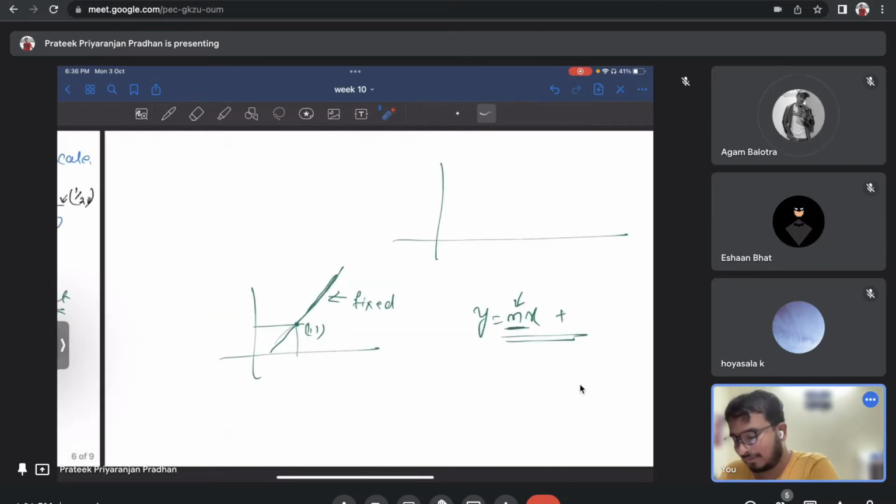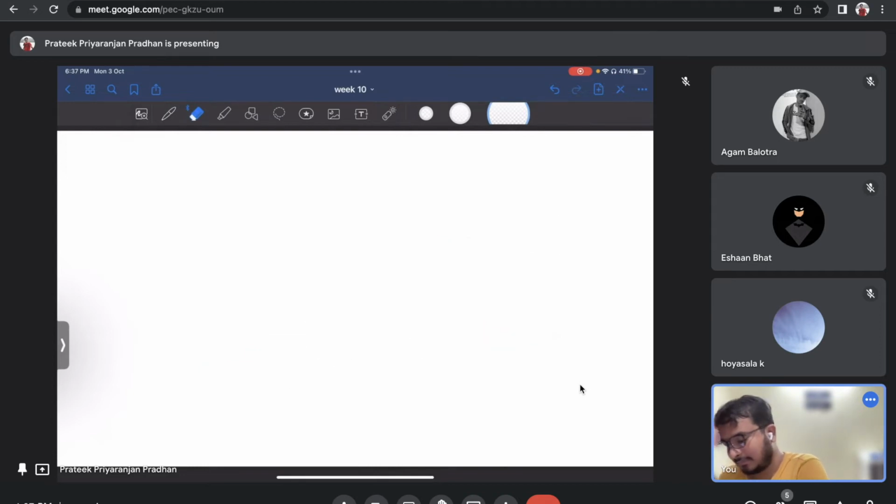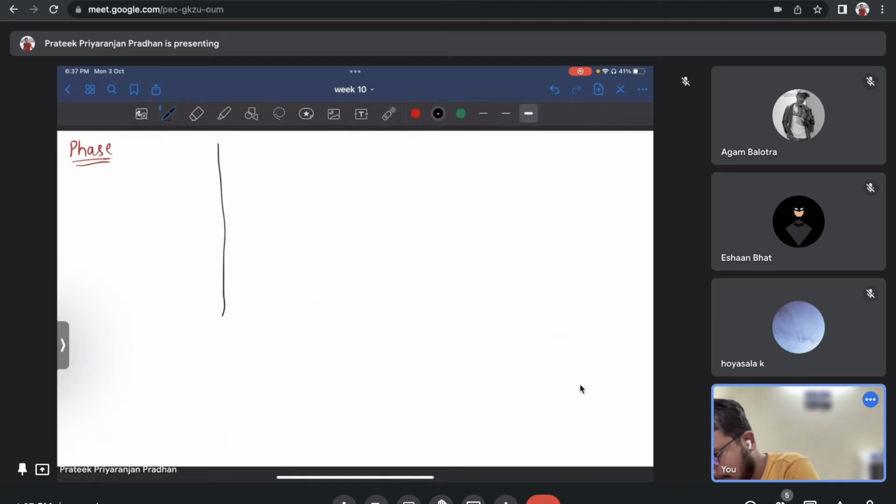Okay. So I'll just erase this. So the phase, a similar plot, for omega is equal to 0.001. Sorry, 0.001 is too much. So let's make it 0.01, 0.1, 1, 10, 100, 1000.